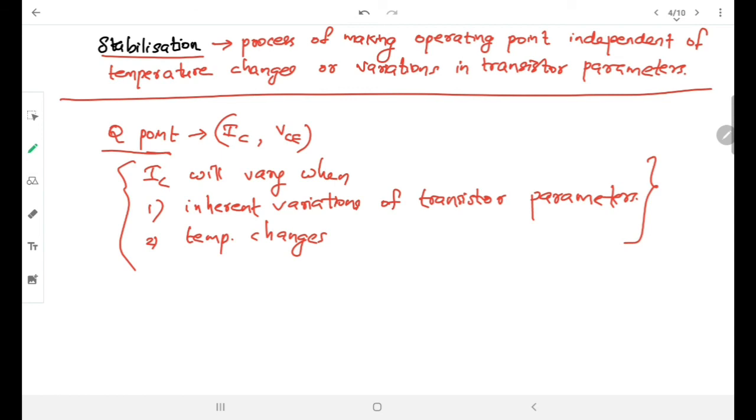So what do you mean by stabilization? It is the process of making operating point independent of temperature changes or variations in transistor parameters. So we know that Q point is IC and VCE. So if IC is varying, it will affect the Q point. IC will vary when inherent variations occur or when temperature changes.